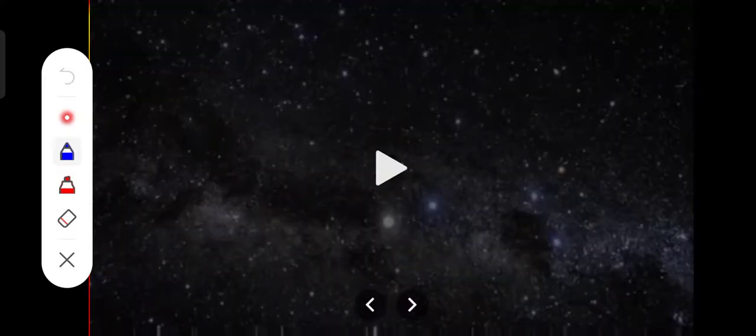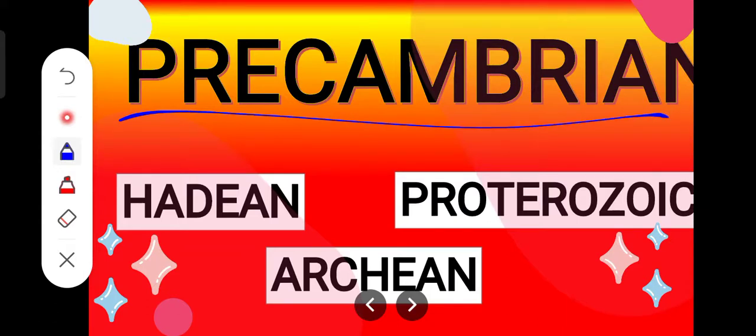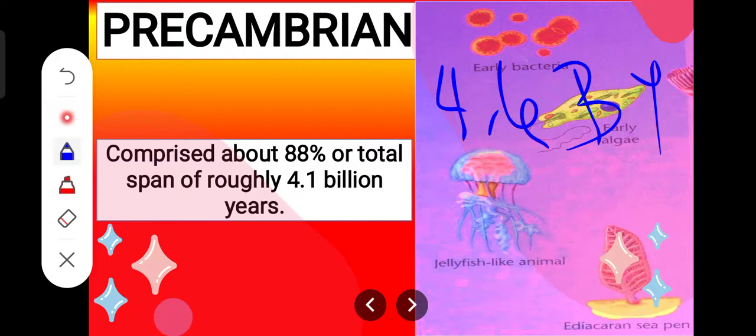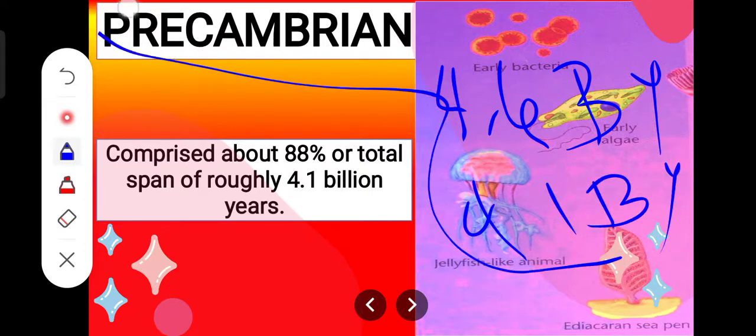So let us start our discussion with the Precambrian. The Precambrian eon is divided into three eras: the Hadean, Archean, and Proterozoic. Precambrian comprises about 88% of the total span, roughly 4.1 billion years. Our planet is 4.6 billion years old, meaning 4.1 billion years belong to the Precambrian eon. Okay, so 88%. And the remaining percentage is in the Phanerozoic.